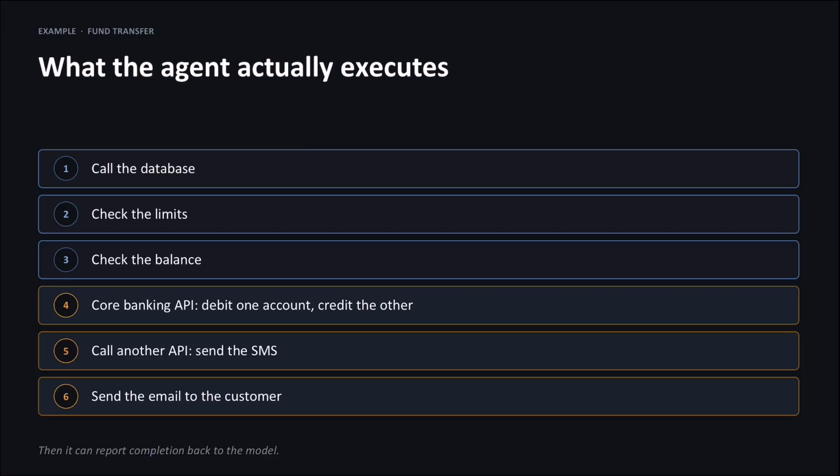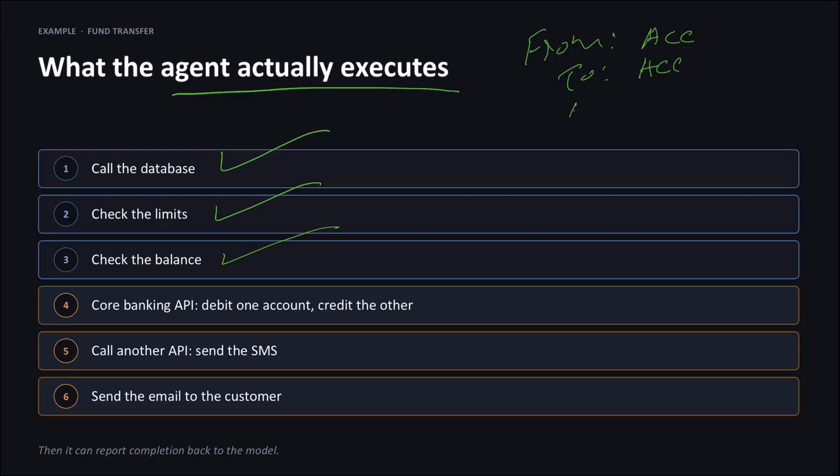So, coming to the example which I took in the last video, what the agent actually executes. This is only the execution of the agent, but how it is married to the LLM we'll look into a bit. But before that, what the agent does in a fund transfer example, it can call a database, it can check the limit, it can check the balance. This is the sequence of flow, by the way, for a fund transfer from a from to account. For example, if you're doing a fund transfer, you may need a from account, you may need a to account, you may need an amount. Okay, maybe 2000.